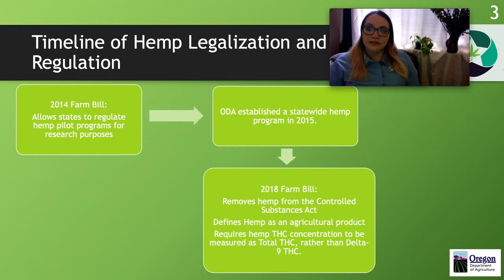Also within the 2018 Farm Bill, the bill required hemp to be measured as a total THC concentration in pre-harvest testing rather than the Delta 9 THC concentration, which was what ODA had been using prior to 2020. So that means in 2020, all pre-harvest compliance tests are for total THC, not Delta 9 THC. Total THC accounts for the decarboxylation of THC acid, or THCA.